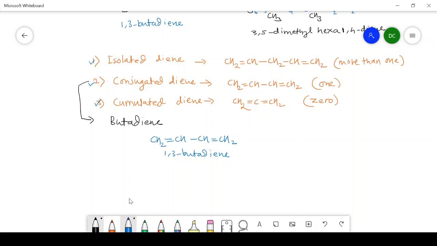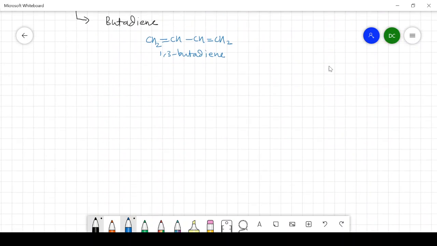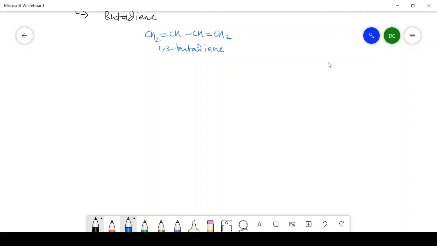Those applications, chemical reactions and methods of formation we will discuss in the next lecture. In this lecture, we will discuss only the structural aspects of butadiene. Now, to study the structural aspects of butadiene, we have to compare this butadiene with an isolated diene, that is 1,4-pentadiene. I will write the structure of 1,4-pentadiene here.